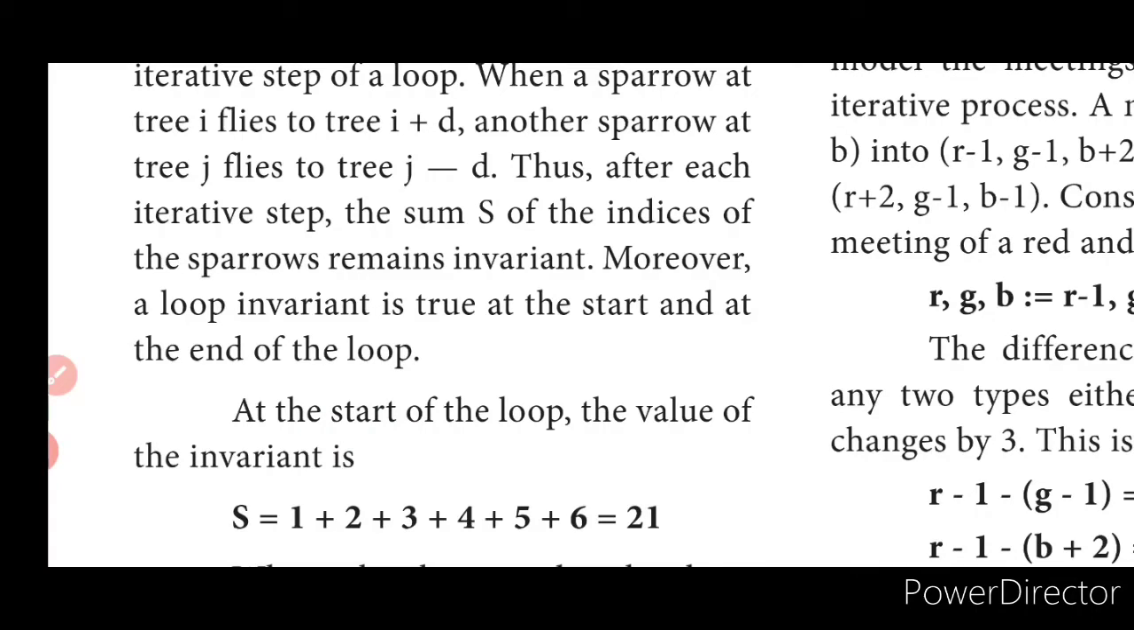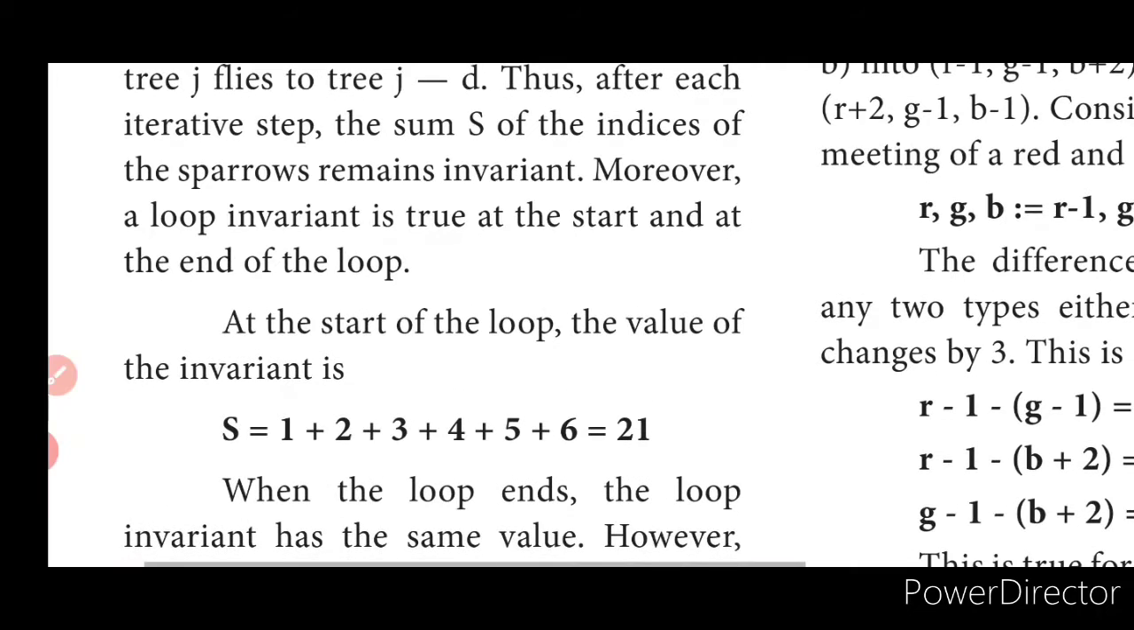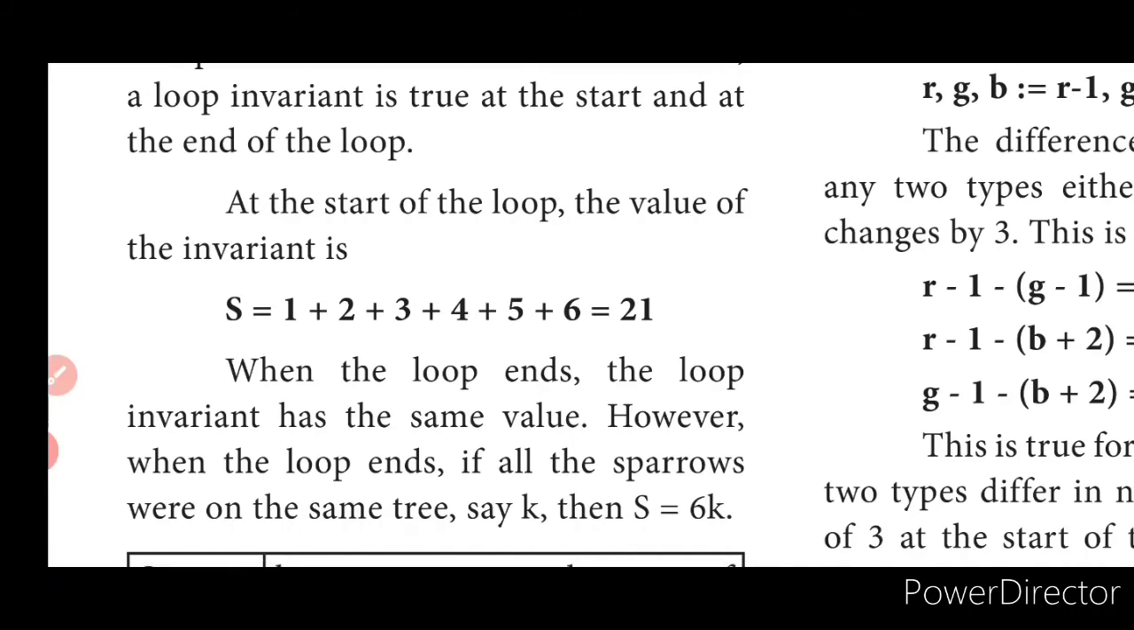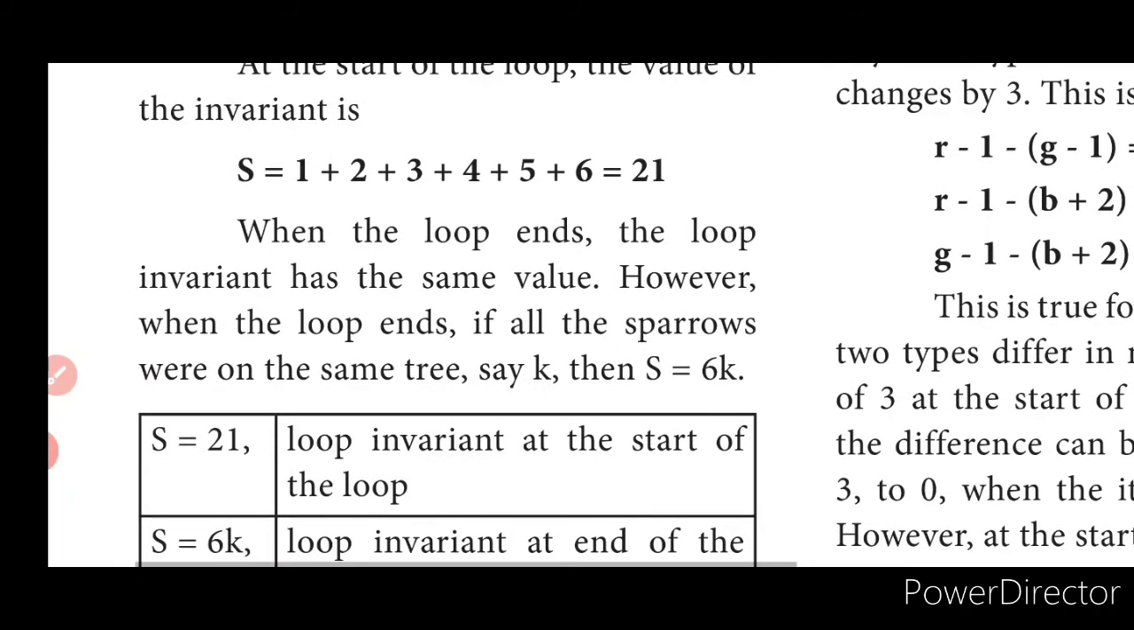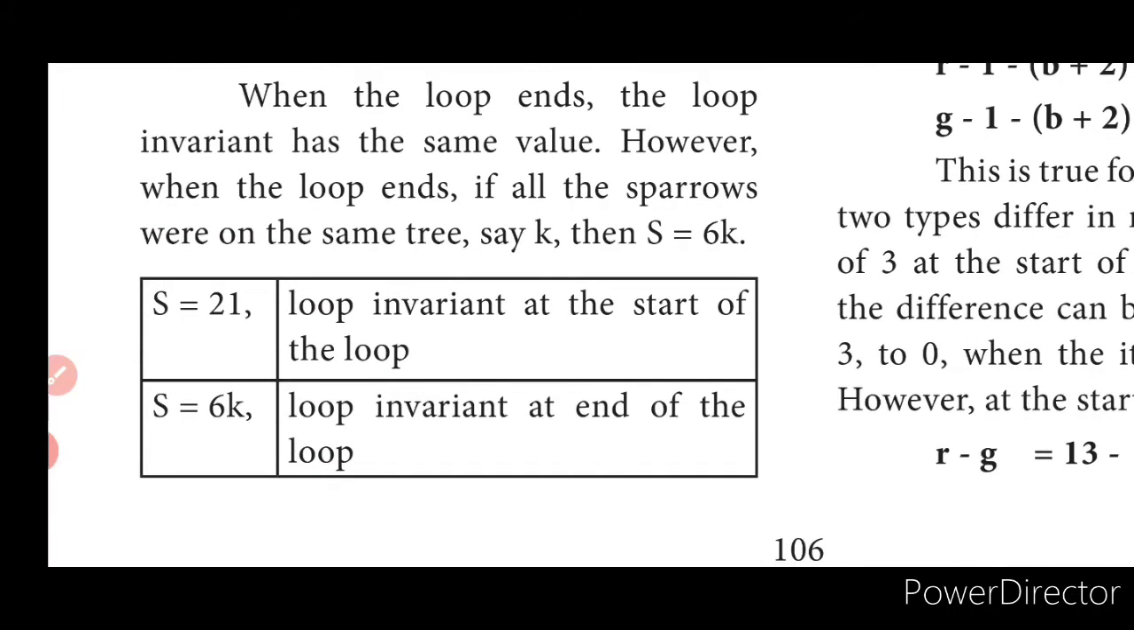Loop invariant means what? It has to be true at the start and also at the end of the loop. At the start of the loop, the value of the invariant is s equals 1 plus 2 plus 3 plus 4 plus 5 plus 6, because we are representing each and every tree with numbers. So what is the value of s now? 21. When the loop ends, the invariant has the same value. However, when the loop ends, if all the sparrows were in the same tree, s equals 6k. s equals 21 is the loop invariant at the start of the loop.